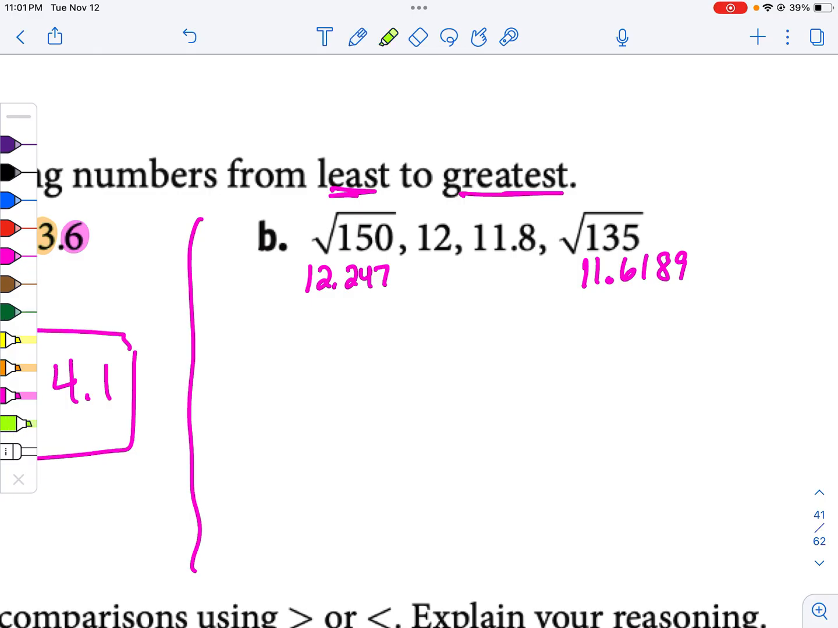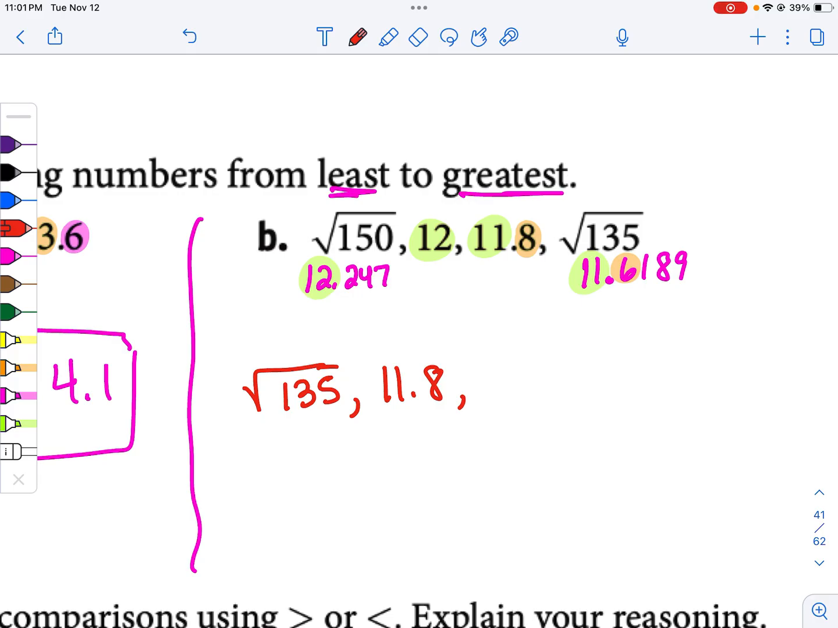So if I look at my numbers, I've got a 12, an 11, and an 11. So I know those last two numbers have to be the smallest. After the 11, I've got a 0.8 and a 0.6. So that means the 0.6 is smaller. So that means square root of 135 is my smallest number. 11.8 is my next biggest number, or next smallest number.